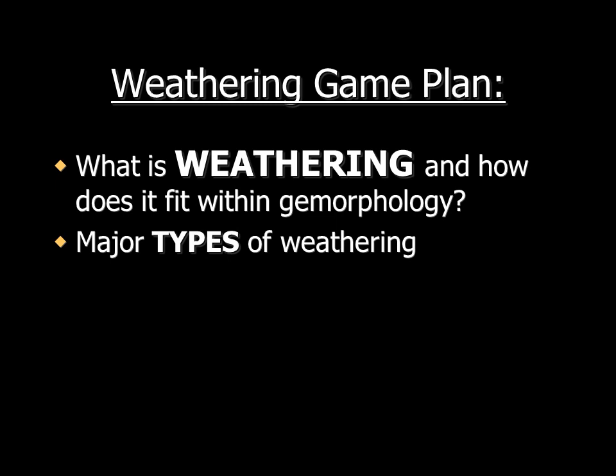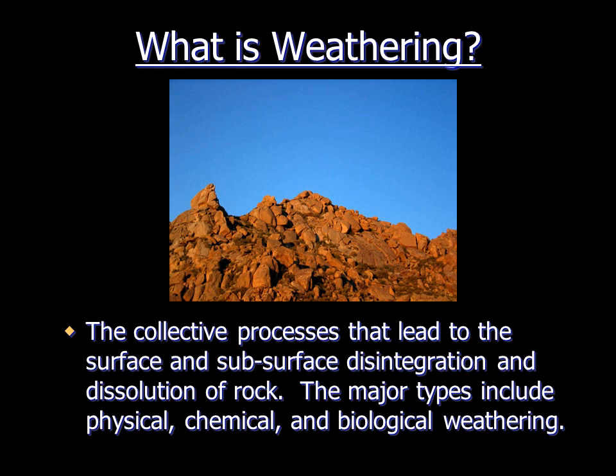It looks simple. What weathering is and how it fits within geomorphology, and then the major types of weathering. So what is weathering? The definition is the collective process that leads to the surface and subsurface disintegration and dissolution of rock. The three types include physical, chemical, and biological weathering.